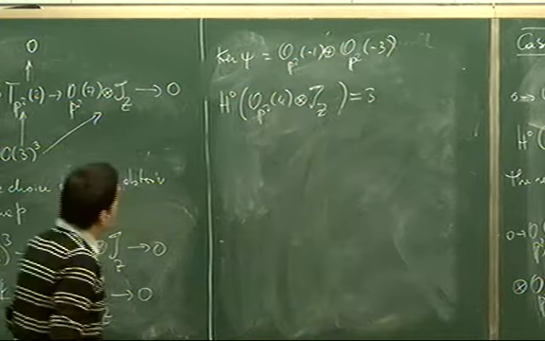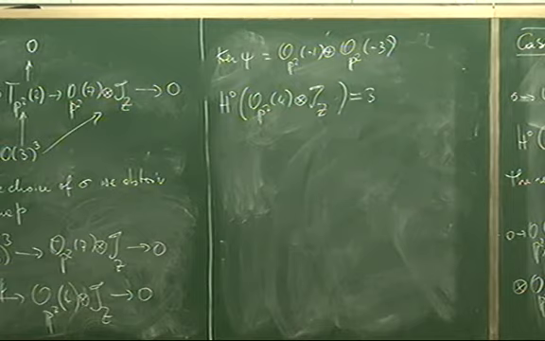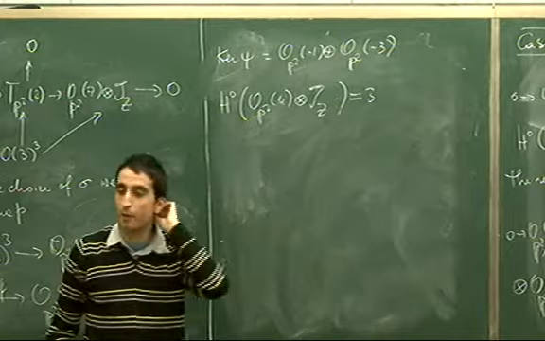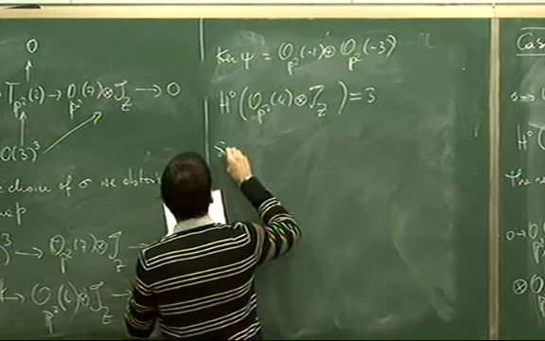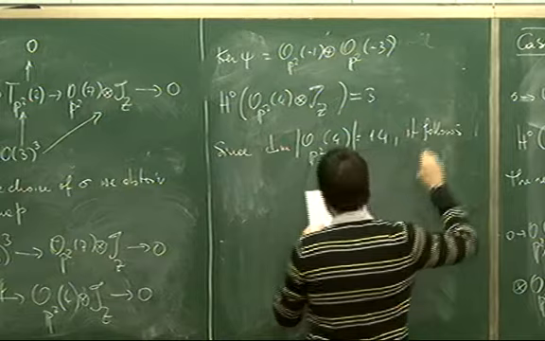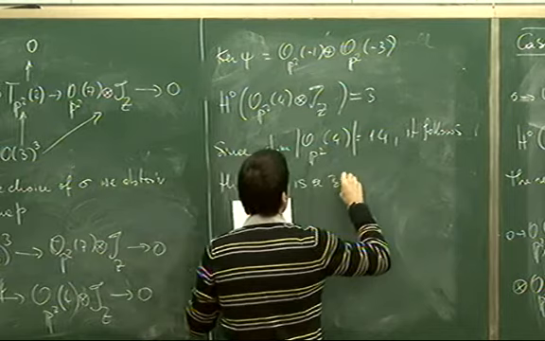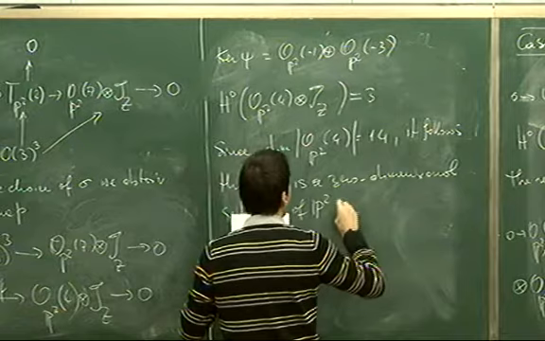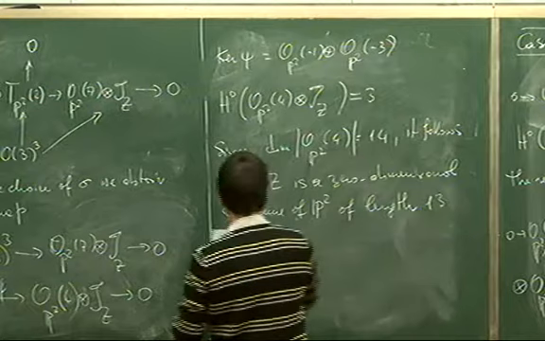What does it mean? I have 13 points of P2 such that there are exactly 3 linearly independent quartics through these points. This means that 13 points impose just 12 conditions on the quartics. Since dim OP2 of 4 is 14, it follows that Z is a zero dimensional subscheme of length 13, which imposes only 12 conditions.